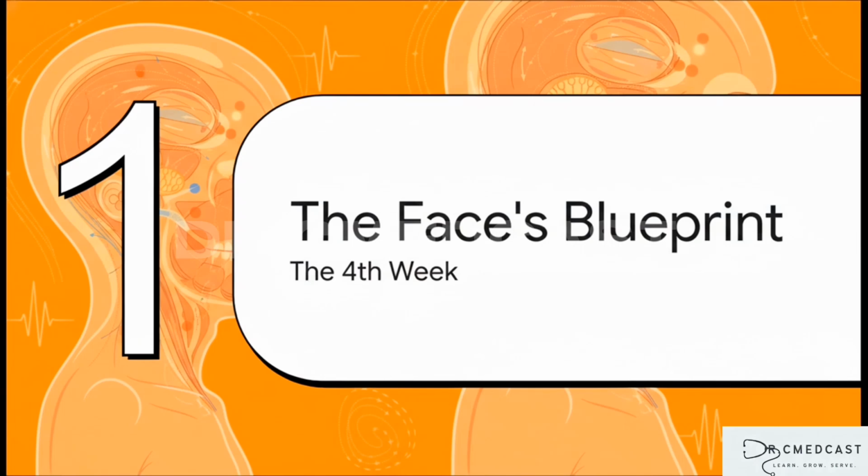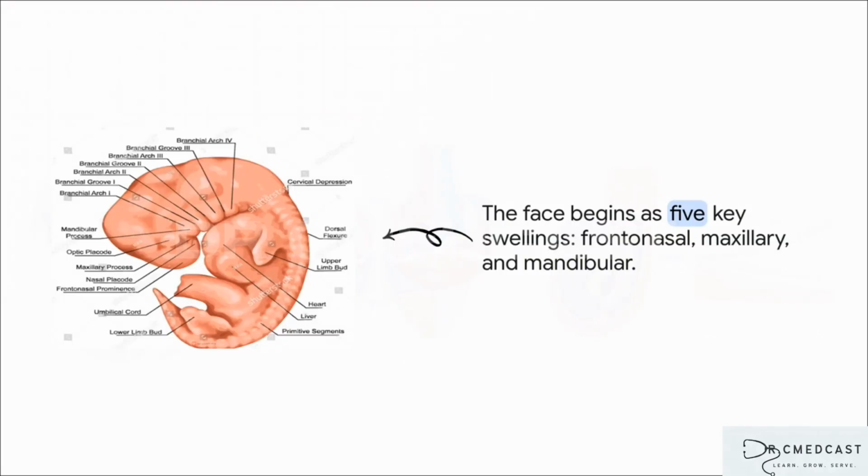To understand the finished product, we have to rewind all the way back to the very beginning, that critical 4th week of development. This is where you'll find the 5 fundamental building blocks that create the entire facial structure. I want you to think of early facial development as a puzzle with just 5 key pieces. As you can see right here, we start with a single frontonasal prominence up top. Then, on either side, you've got the paired maxillary processes, and just below those, the paired mandibular processes. And believe it or not, every single feature of the face, we're talking nose, cheeks, lips, and jaw, it all comes from the growth and fusion of these 5 initial swellings.